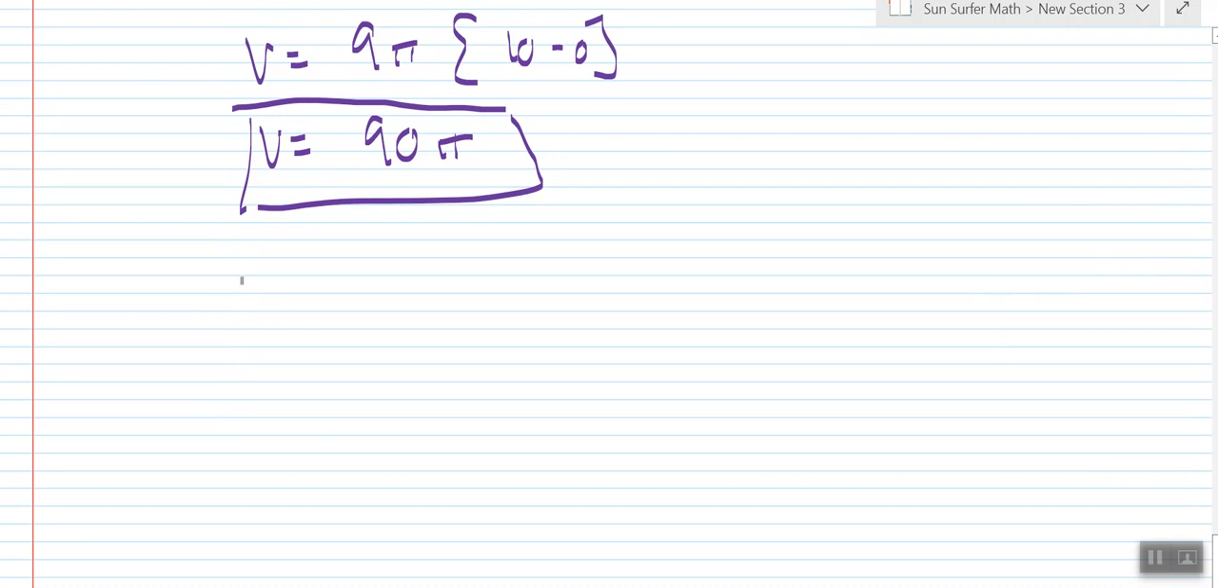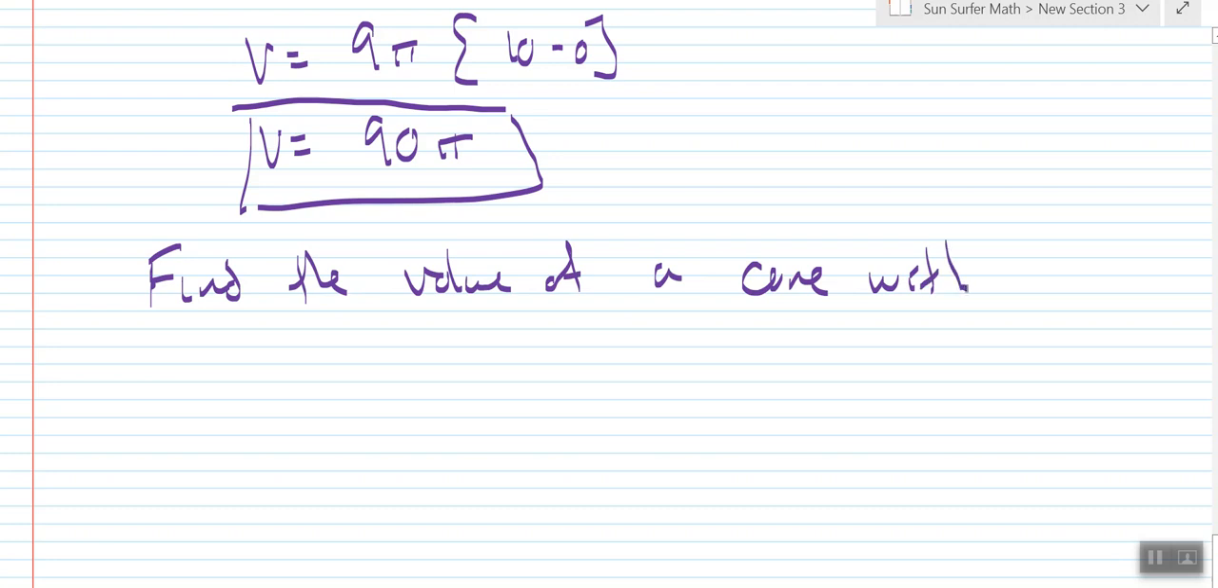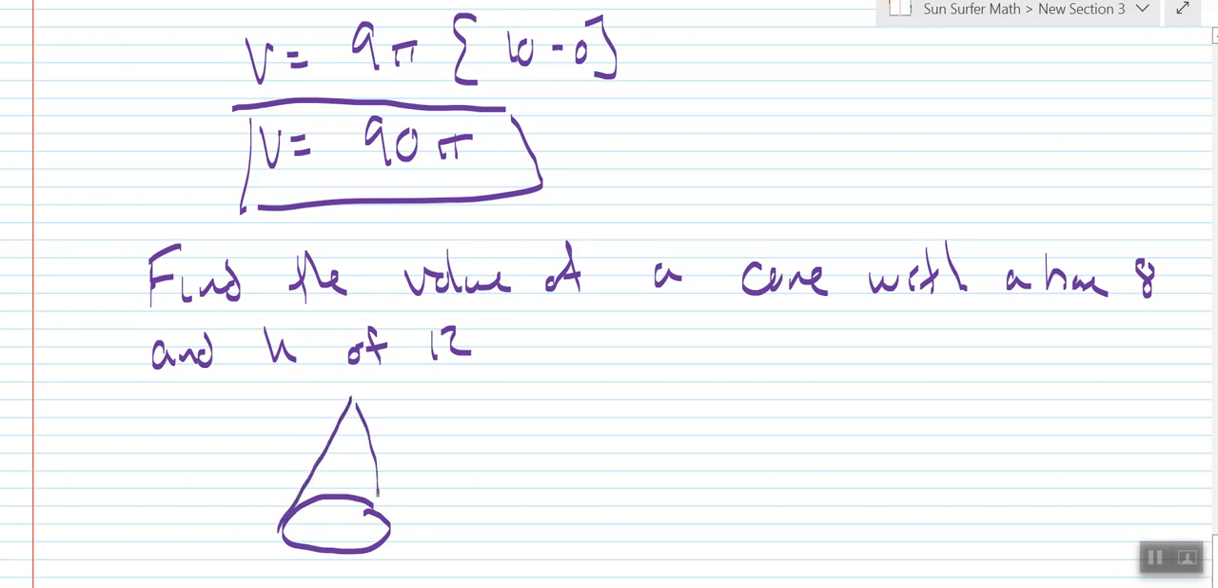As an example, what if you were asked to find the volume of a cone with a base of, let's just say, 8 and height of 12? So that would be something like this. We have a base and we're going up to a cone. And so the height is 12 and the base is 8, so the radius would be 4 because the entire base is 8.